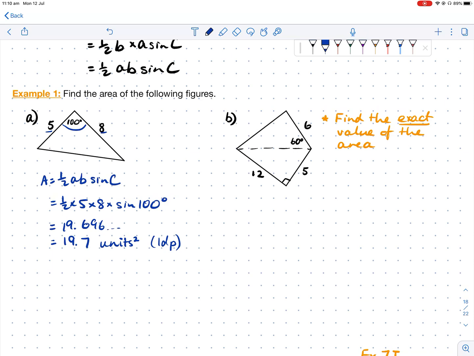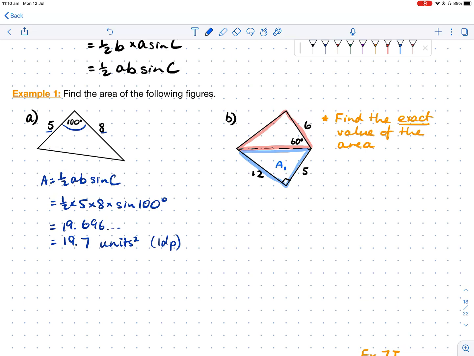That's the area. For the second question, I want you to find the exact value of the area. When we're looking at exact, remember 60 degrees was a special angle that we could use. You can see it's like a quadrilateral, but we're going to cut it into two shapes. We're going to look at this top shape and this bottom triangle separately. If I'm looking at the bottom triangle, let's start with the blue one. We've got 12 and 15, and you can see that we've already got a right angle in this triangle, which means we can just use half base times height.